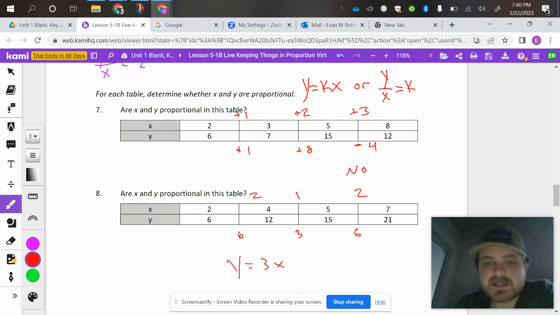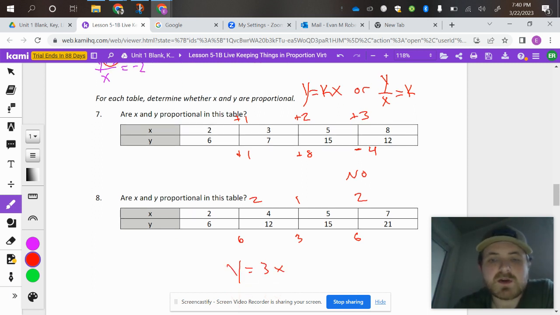Similarly, in number 8, it goes up by 2, up by 1, up by 2. And when I say that, I'm saying like 2 plus 2 is 4, 4 plus 1 is 5, and 5 plus 2 is 7. So that's kind of how the x's move. And then the y's, they went up 6, up 3, up 6. And so it looks like it's a consistent pattern there. And so we would say that that is going to be directly proportional.